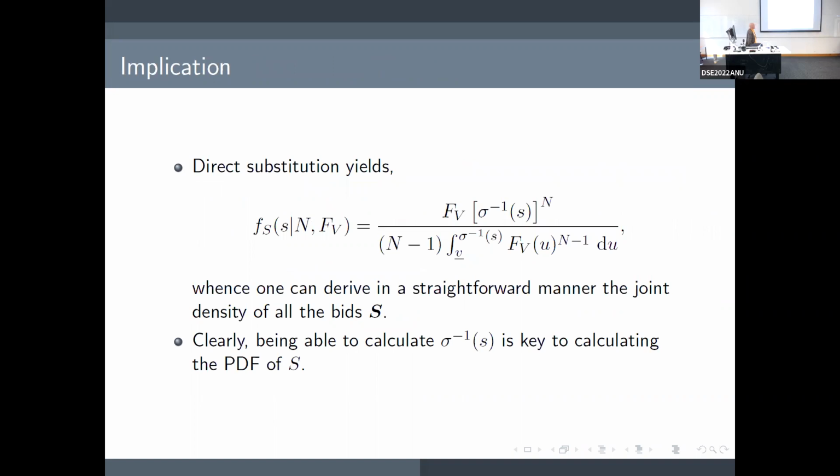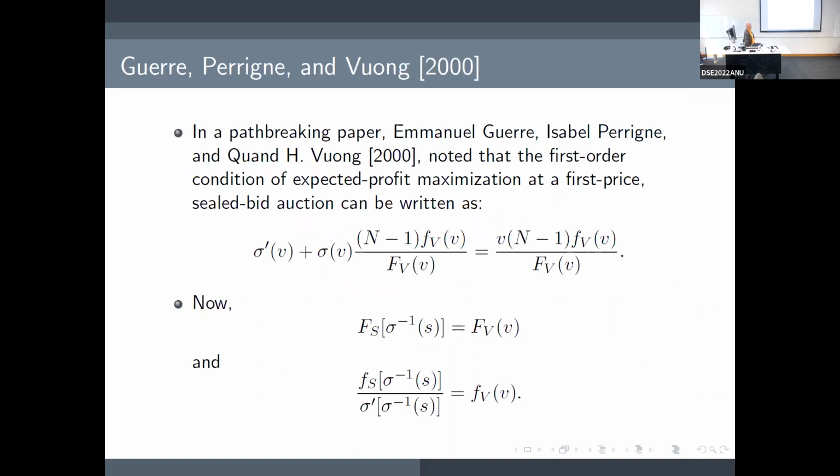So by direct substitution, that's what the distribution looks like. And you know, that integral in the denominator and the calculation of that inverse function, it is what made this somewhat computationally arduous initially. So how I spelt his name wrong, Quang Vuong. What was an amazing contribution by Guerre, Perrigne, and Vuong is that they provided a constructive way to calculate sigma inverse.